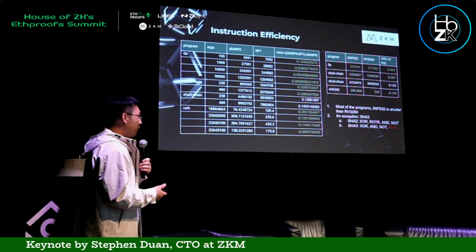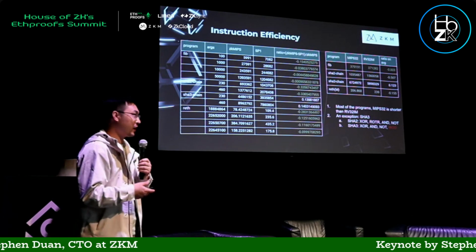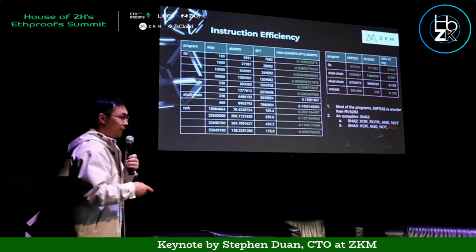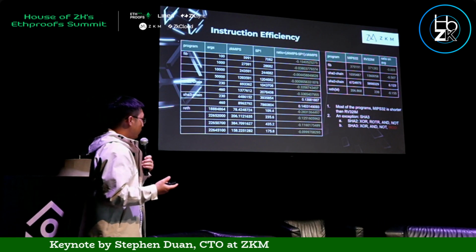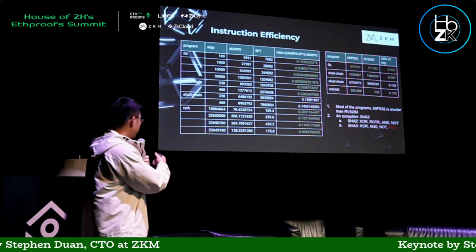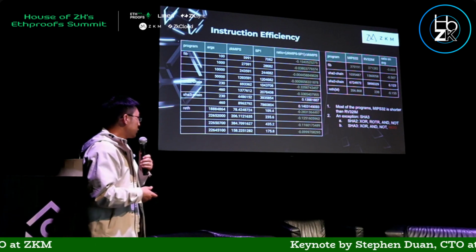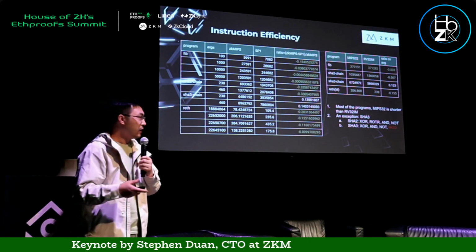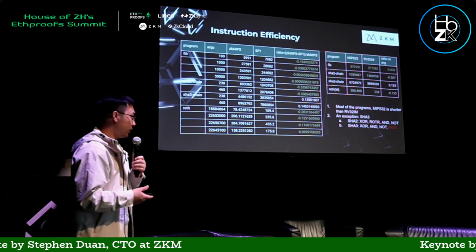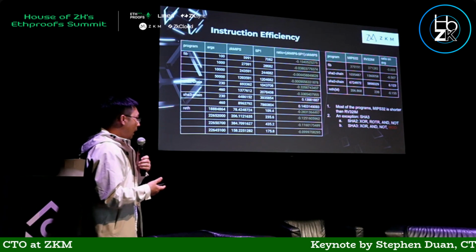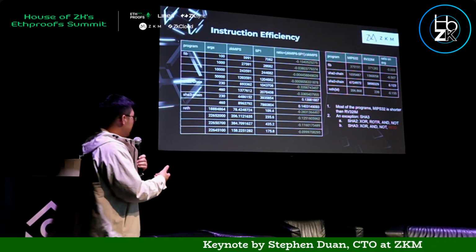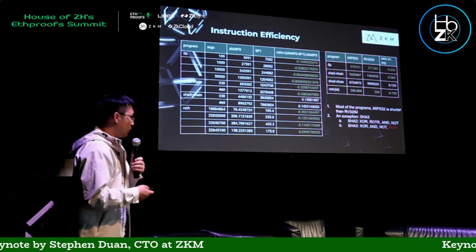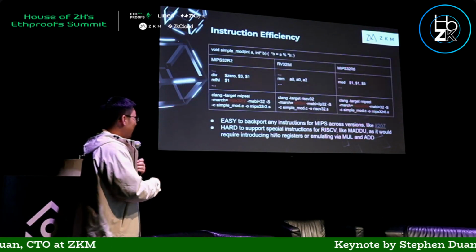Regarding instruction efficiency, at the beginning we were not always more efficient than RISC-V. When we ran some benchmarks, for example the ones in the left table, we found that RISC-V is more efficient than MIPS for the SHA-3 chain. When we dug into this case, we found that SHA-3 needs the modulo opcode, but SHA-2 doesn't need that. That's why we are less efficient on SHA-3.